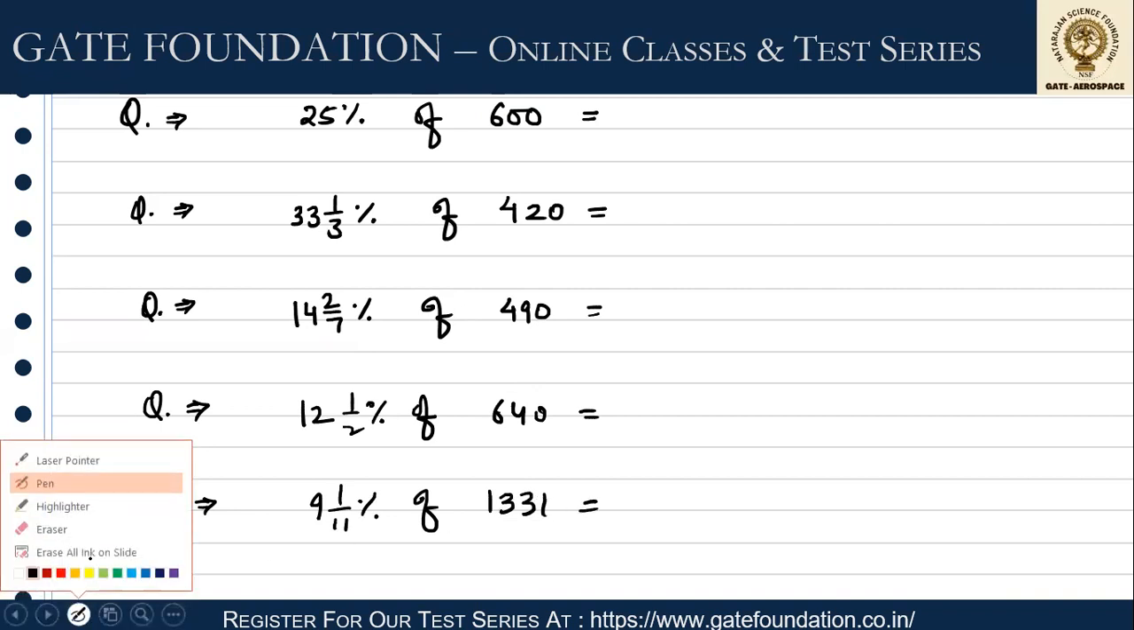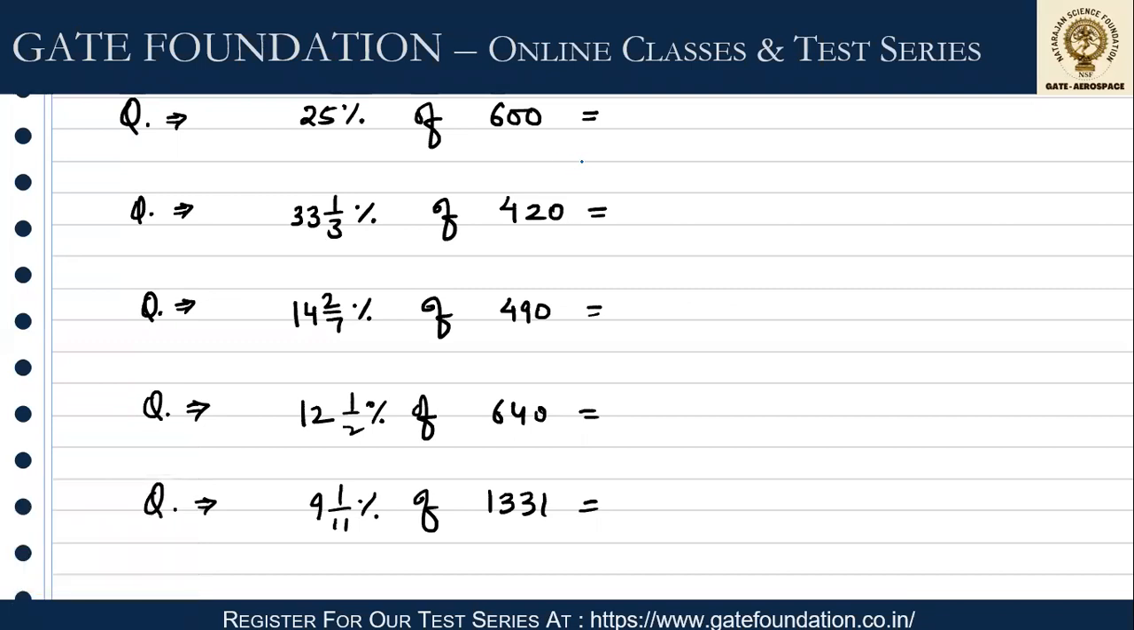See, you won't get this kind of direct questions in GATE in any case. Nothing like this, such simple questions will not come. But yes, this can be part of a lot of questions. So you should be quick over there instead of finding out the percentage. 25% we know can be converted to 1 by 4 into 600. It's 150.